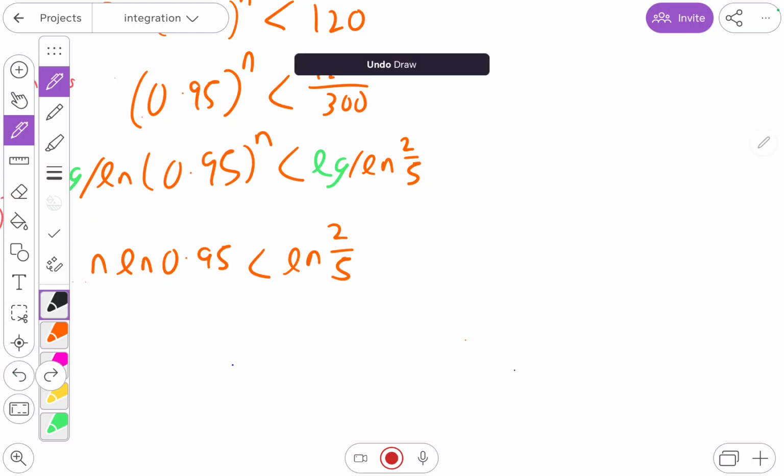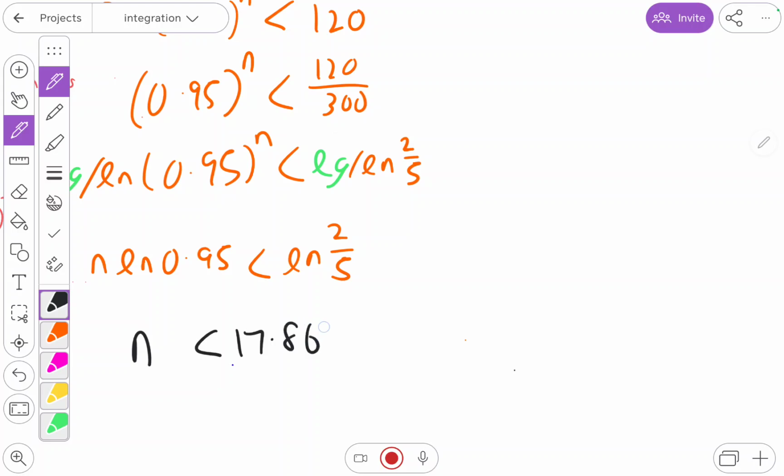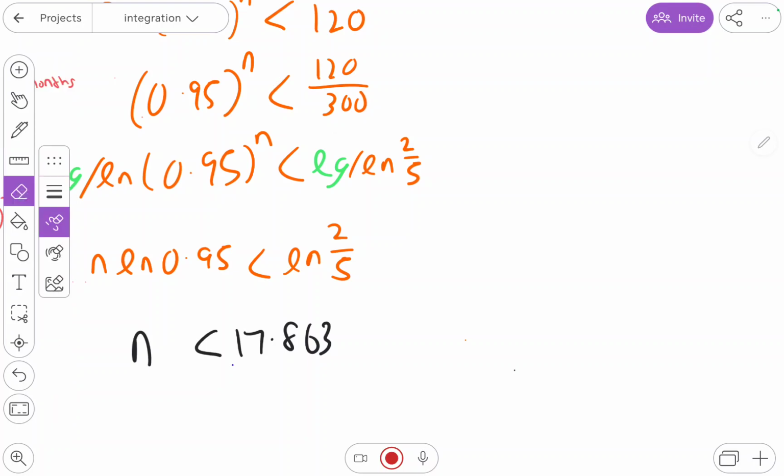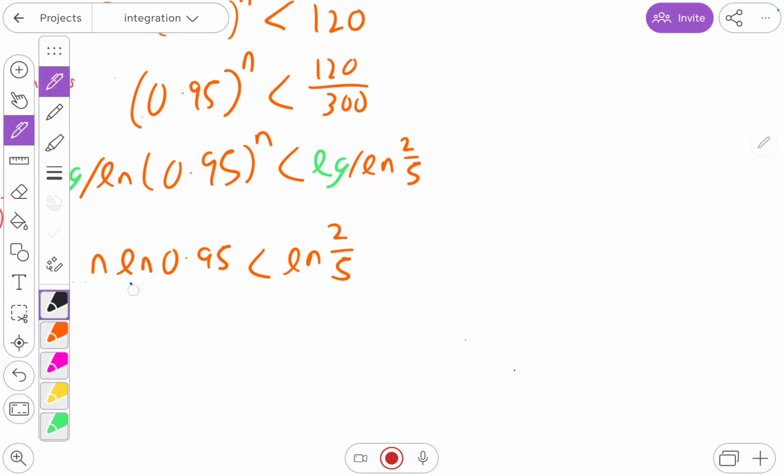So usually this is what students write. Students will write n is less than 17.863. But this is not the correct answer. Why? Because SEAB, or even Cambridge, wants to test you if you know that this number is a negative number.